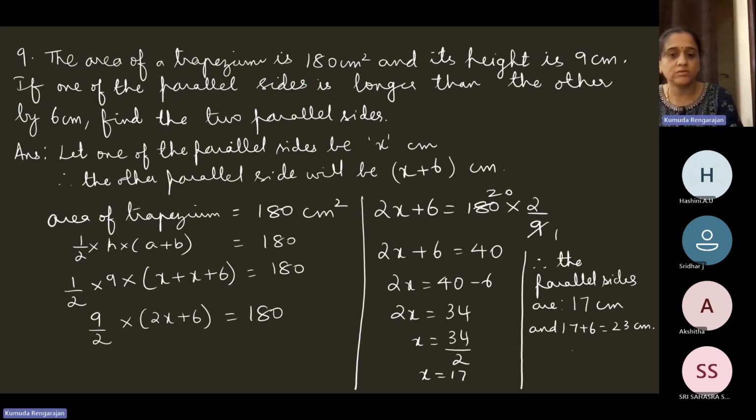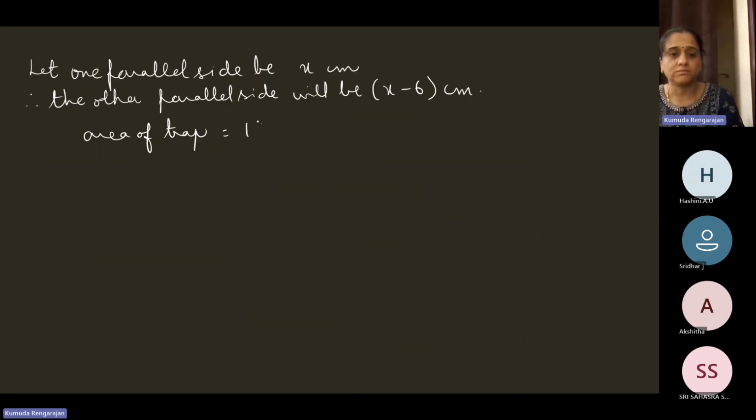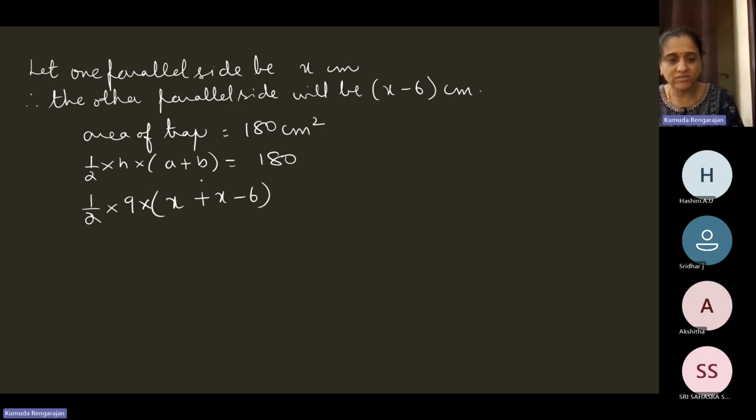Area of trapezium is equal to 180. So half into h into a plus b is equal to 180. Half into h is given to be 9 into a plus b. One side is x, the other one is x minus 6. A plus b, a is x and b is x minus 6, is equal to 180. So this is 9 by 2 into 2x minus 6 is equal to 180.